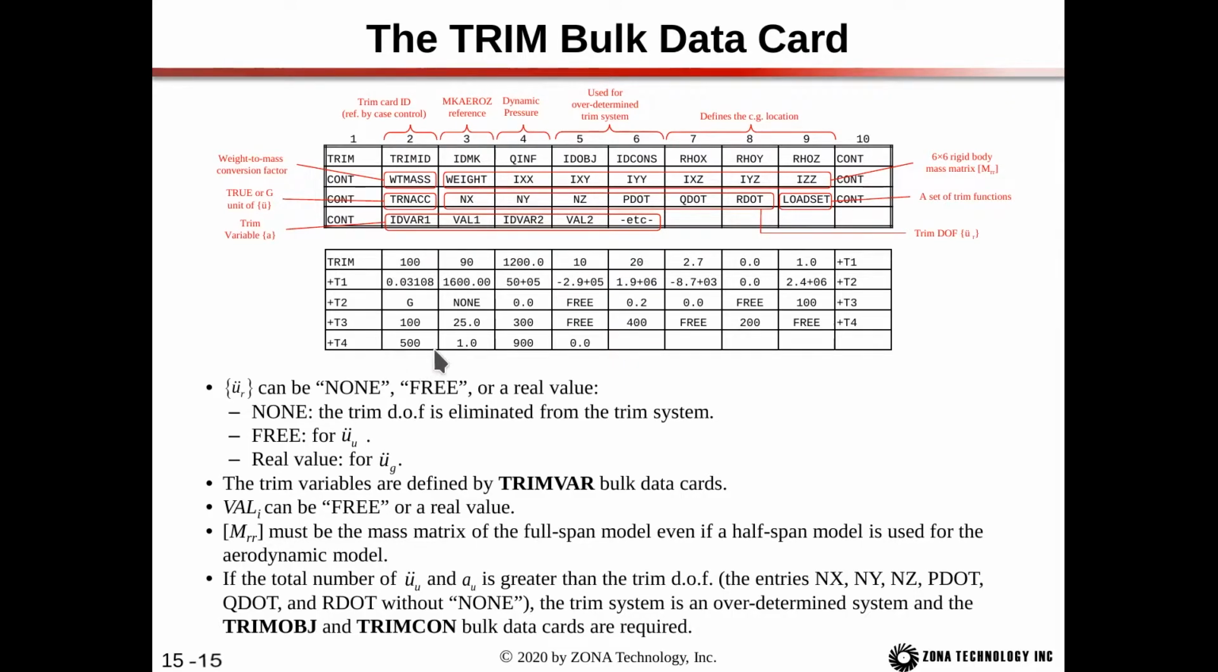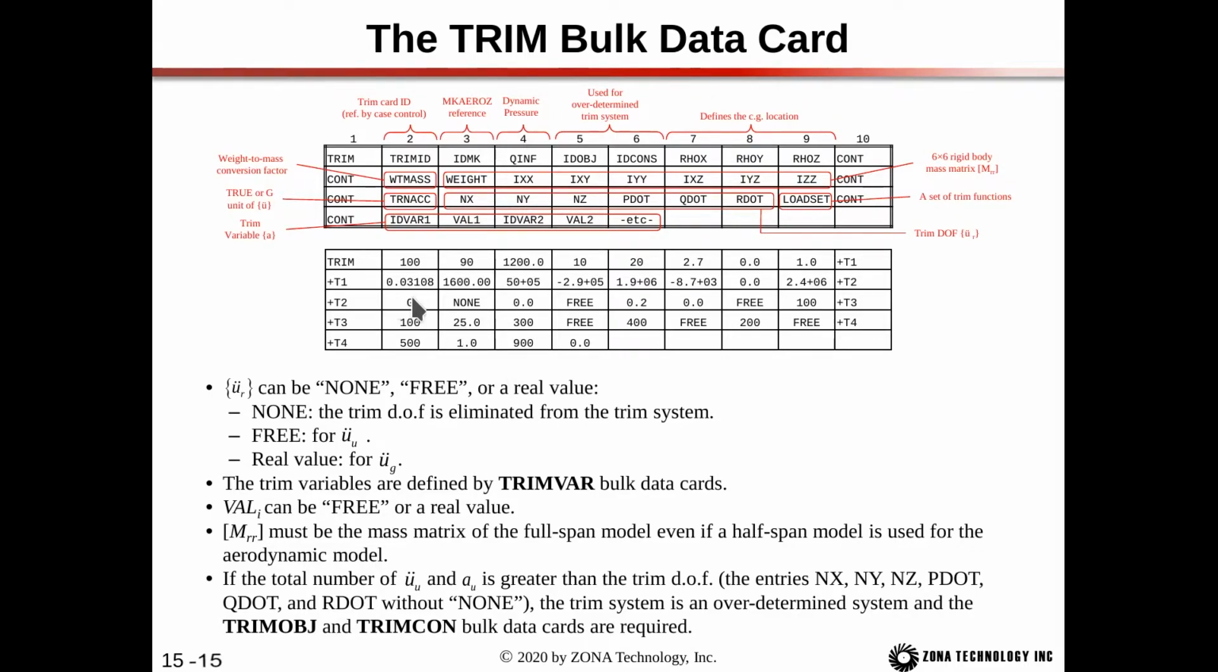So here's an example of the trim var card, or the trim card. So we have our weight mass conversion in here, 0.031. Then we have our weight, and then our parameters defining the mass matrix here. You can see the CG location we've defined. This is an overdetermined trim, so we refer out to the trim OBJ and trim constraint. Dynamic pressure here is 1200 psi.